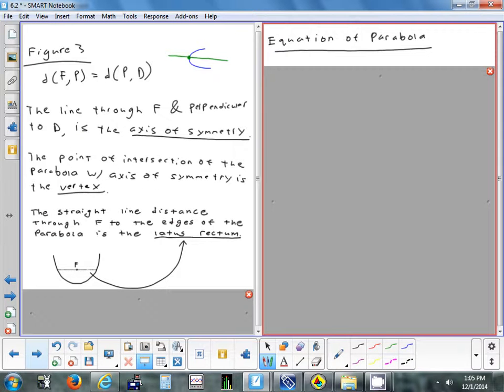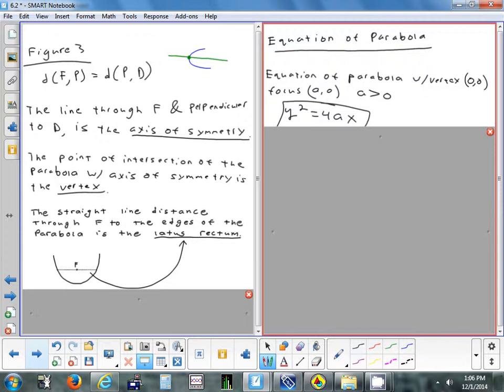Okay, next thing I want to look at is, what's the equation of a parabola? Okay, you have four choices for how a parabola can look. This example on the bottom here is opening up. It can open up, it can open down, it can open left or right. That's where the table on page 381 comes in. Okay, we're going to start with the equation y squared equals 4ax.